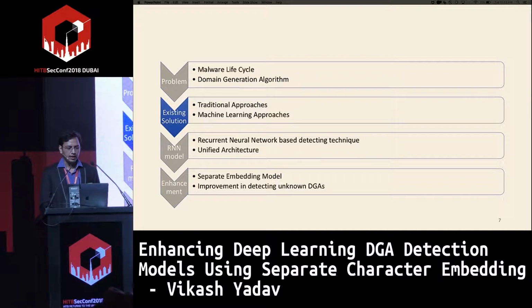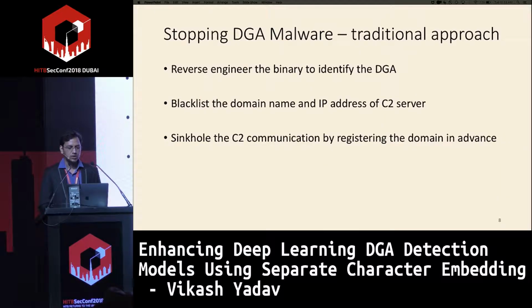Some of the techniques that are available to tackle this problem involve both traditional and machine learning. The traditional approach is to get your hands on the binary of the DGA. Once you have the binary, you can reverse engineer the code to identify the underlying DGA. And once you have the DGA code, you can generate in advance the domains that the DGA is going to generate in coming days and proactively block those domains.